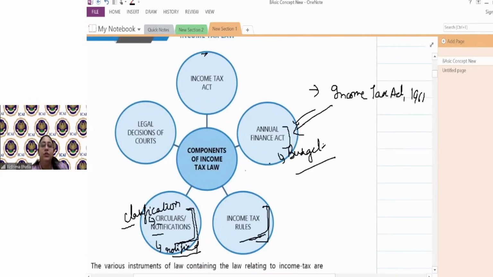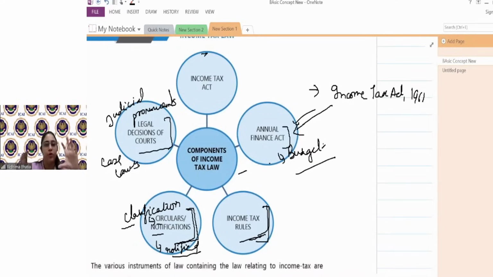Then there are legal decisions of court. Judicial pronouncements कह लो, case laws कह लो. Judicial pronouncement, case laws, one and the same thing, legal decisions of court. Now, what is this, ma'am? Act has been formed. Amendments have been brought up. Rules are there to understand it, correct. Notifications are coming time and again to give some clarifications, to give some benefits, clear.